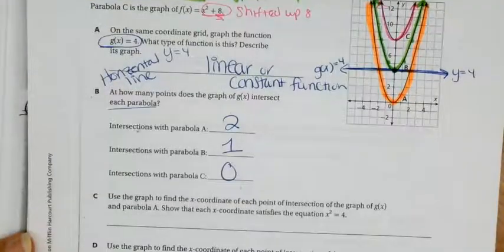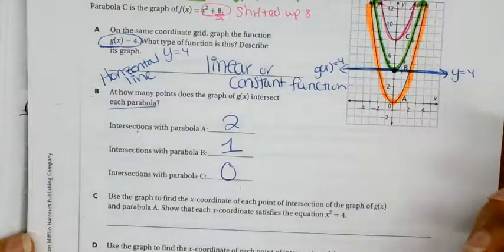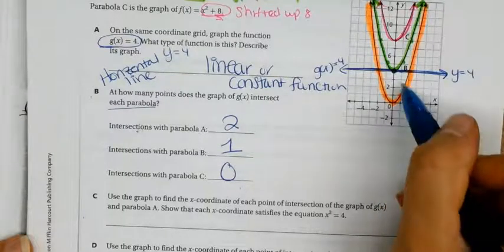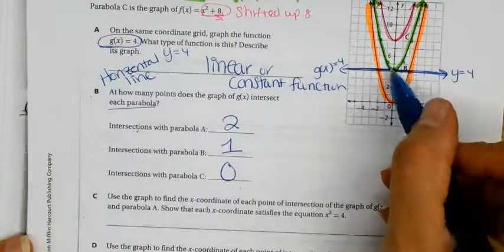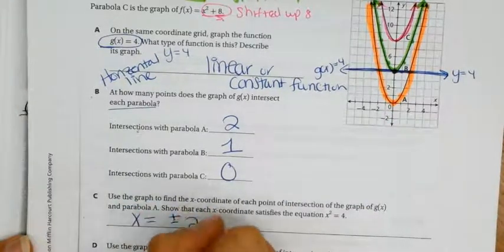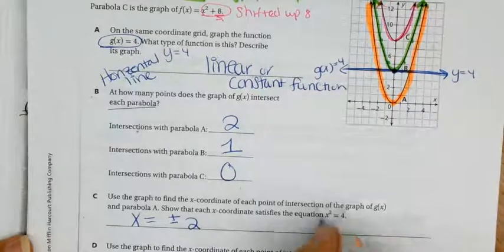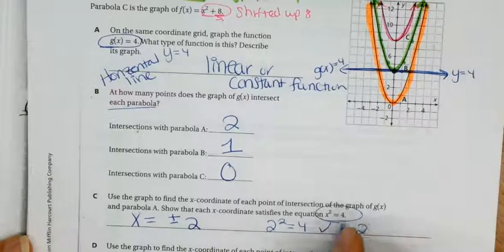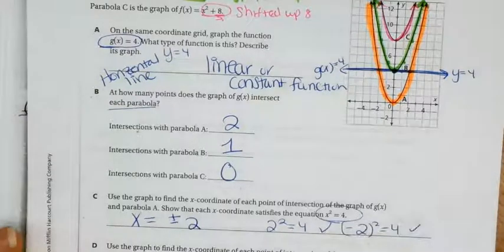Use the graph to find the x-coordinate of each point of intersection of the graph of g of x and parabola A. Show that the x-coordinate satisfies the equation x squared equals 4. Okay, so where does it intersect this one? It's at 2 and negative 2. And if I plug that into this equation, 2 squared equals 4, yes. And negative 2 squared equals 4, yes. That satisfies that equation.